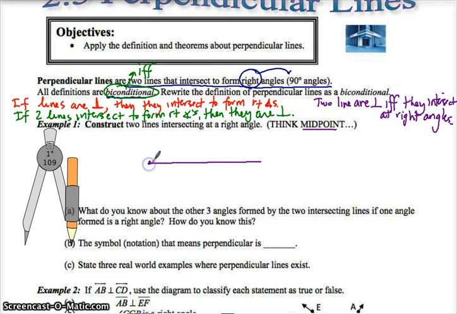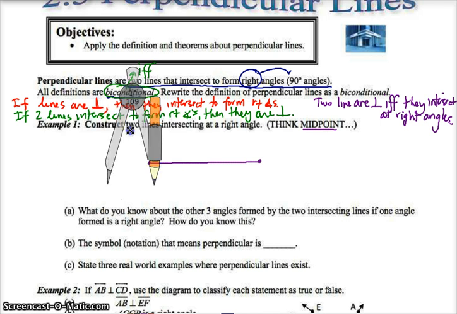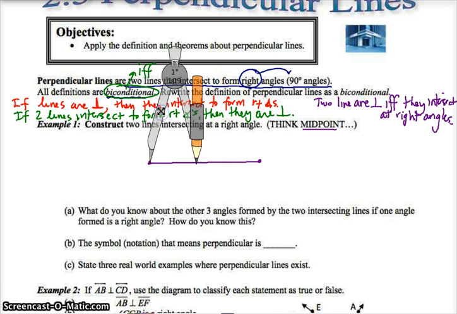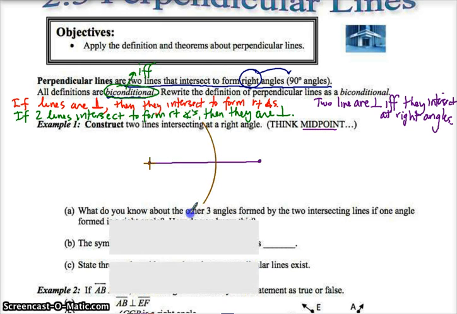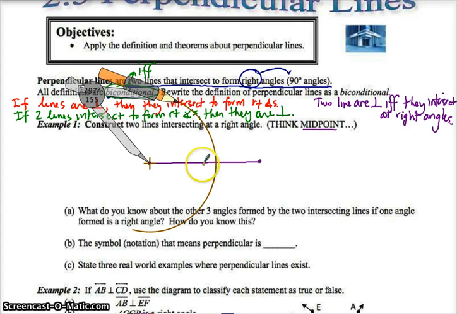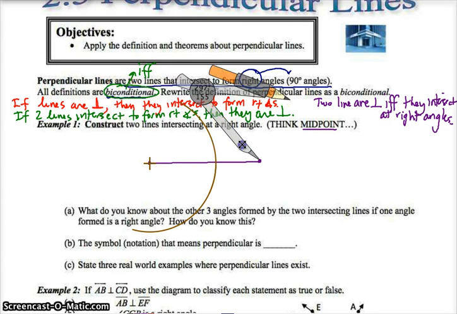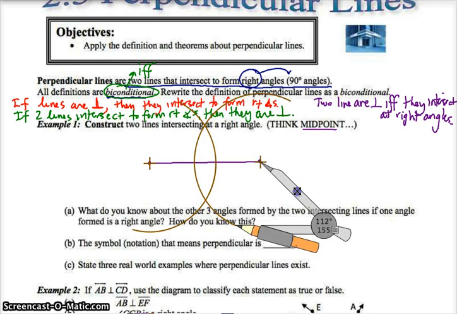So here's my segment, AB. In order to bisect this segment or construct a perpendicular, I need to make sure my compass is open wider than the halfway mark. I'm thinking the halfway mark is about here, so I'm opening a little bit wider. And you make that arc, remember this is like the radius of a circle, so it's some distance here. Now we're going to imitate that distance on the other side, making an arc here.